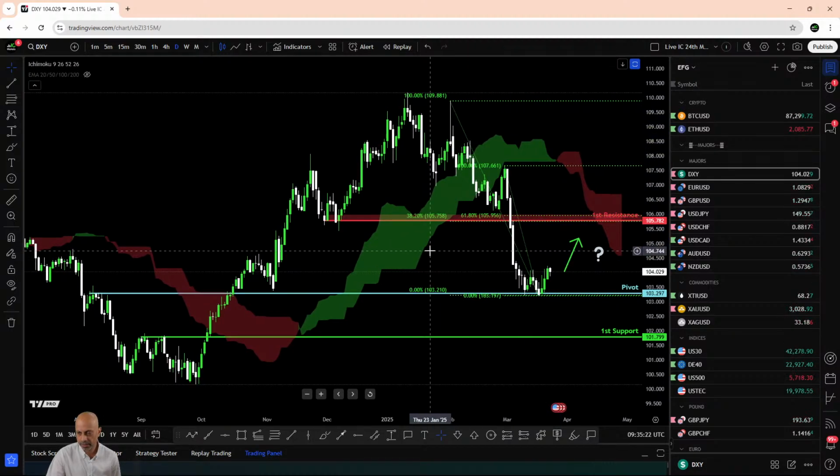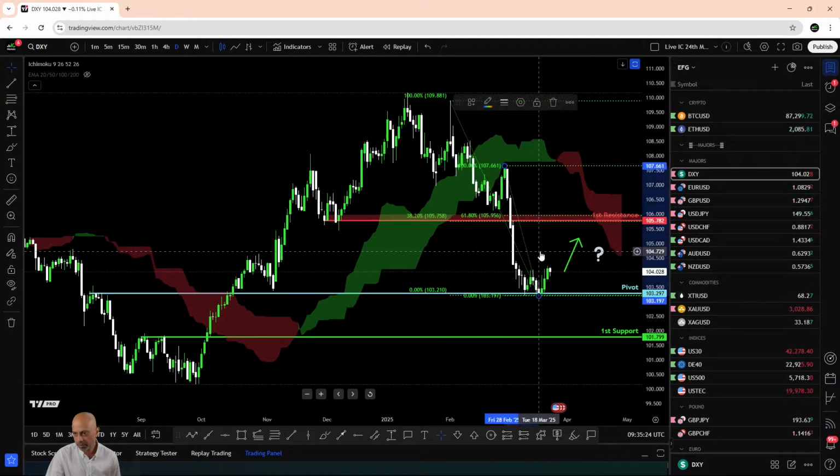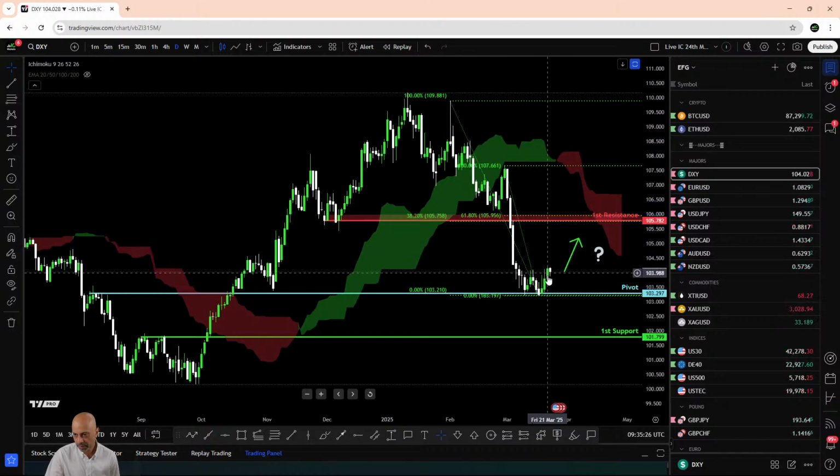We'll see in the next couple of days. However, I still feel that any pullback for the dollar index is likely to be supported. The pivot level at 103.29 is a significant overlap support. Why is that the case?